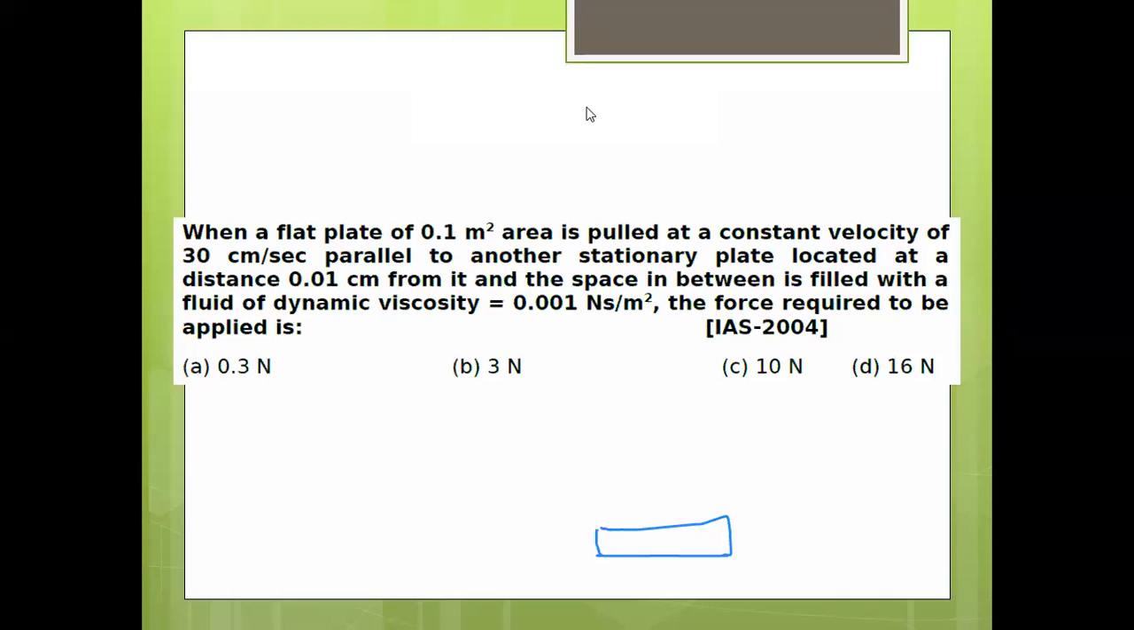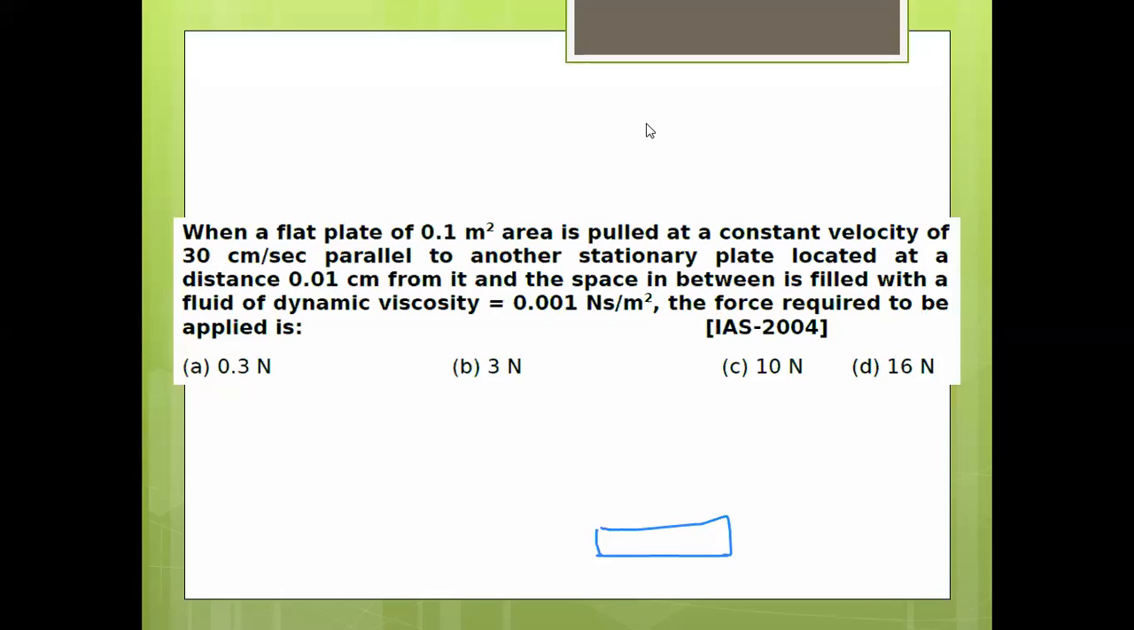So directly you can put there dy is equal to 0.01 centimeter, or in meter you can put that value after conversion, or directly write 0.01 into 10 to the power minus 2 meter. And the space in between is filled with a fluid of dynamic viscosity equal to 0.001 Newton second per meter square. So the dynamic viscosity, the mu value, is also given.